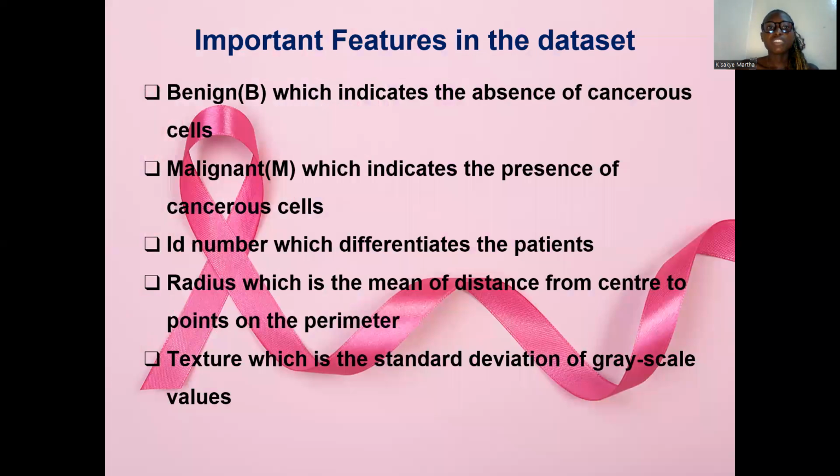Continuing, the important features in the data set are the diagnosis, ID number, radius, and then the texture. As I explained before, the B indicates the absence of cancerous cells, and the malignant indicates the presence. The ID number differentiates the patients. Then the radius is the mean of the distances from the center to points on the perimeter, and the texture is the standard deviation of the grayscale values.